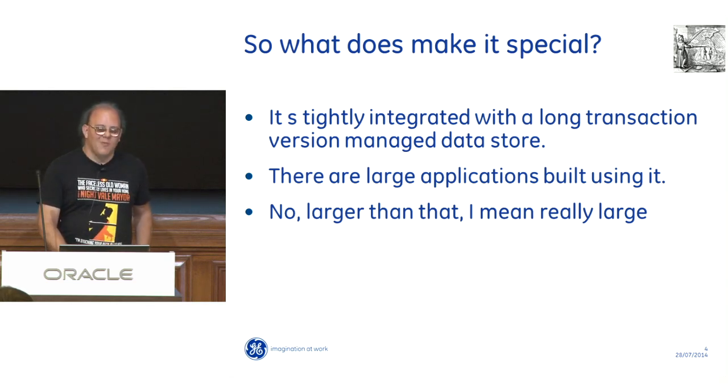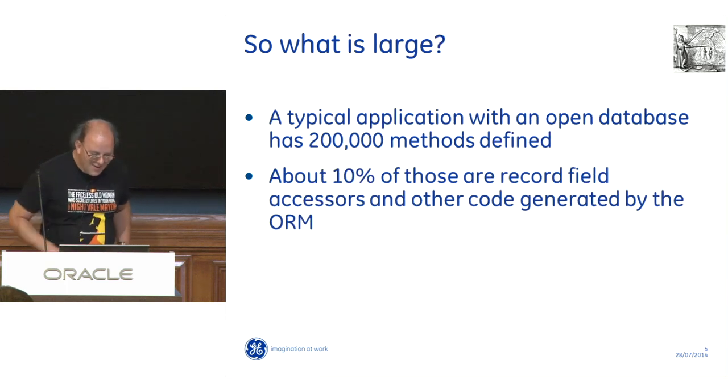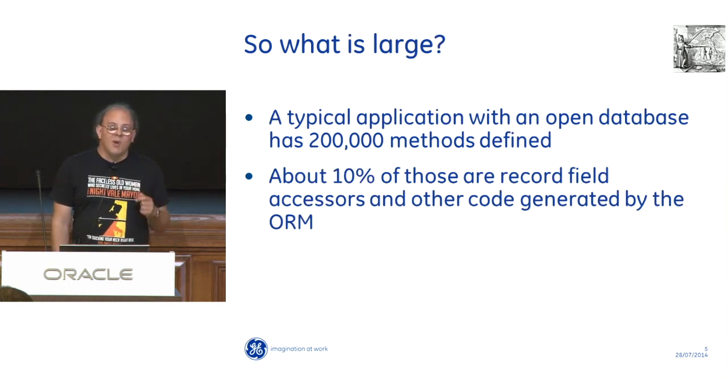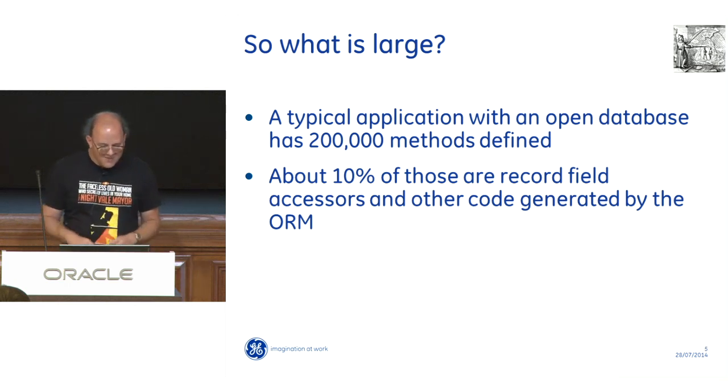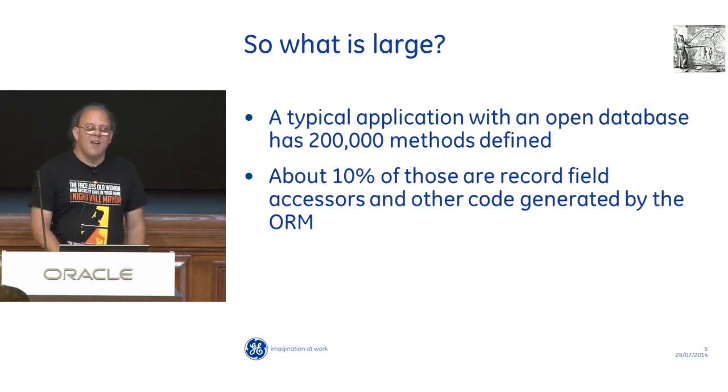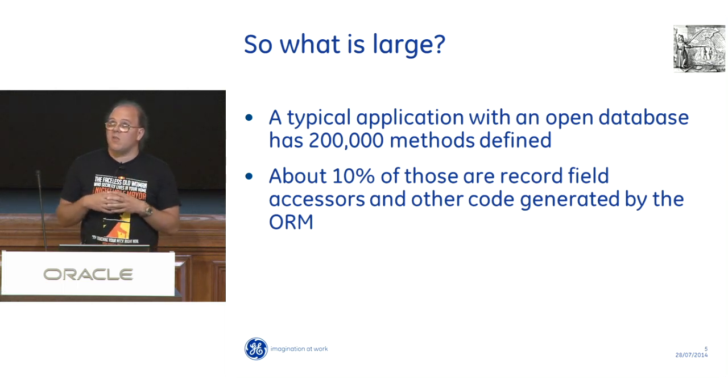And the applications are, as I said, large. How large? Well, a fairly average-sized application that we're running quite often has 200,000 method definitions in it. And about 10% of those in that particular case are cooked up on the fly when you open the database. They're field accessors, join followers, all sorts of things like that.